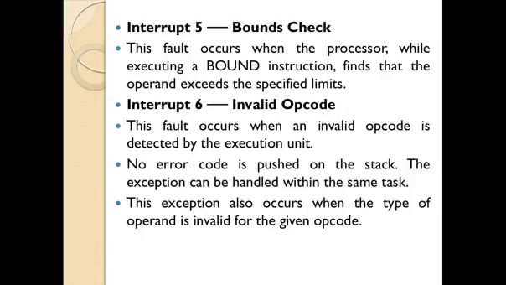Next, interrupt 6, invalid opcode. Whatever opcode we are specifying, that is the instruction, if it is not part of the instruction set of the processor and we are trying to execute that instruction, then it is an invalid opcode. This fault occurs when an invalid opcode is detected by the execution unit. No error code is pushed on the stack. The exception can be handled within the same task. This exception also occurs when the type of operand is invalid for the given opcode. So when we are executing any operation, it has a predefined type of operands which can be used, and if we are using a different type of operand, then this exception will be raised.